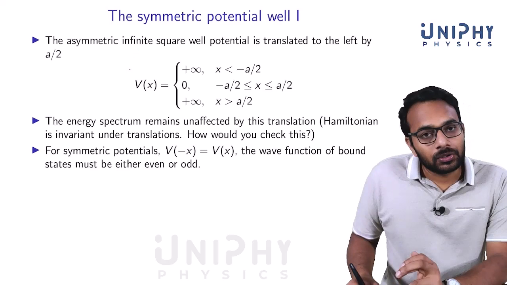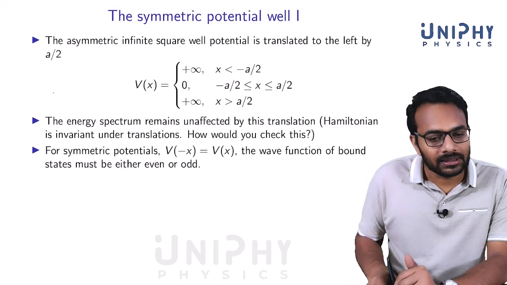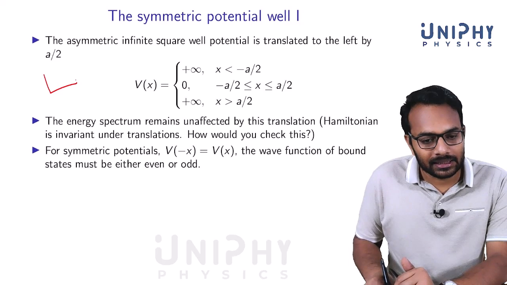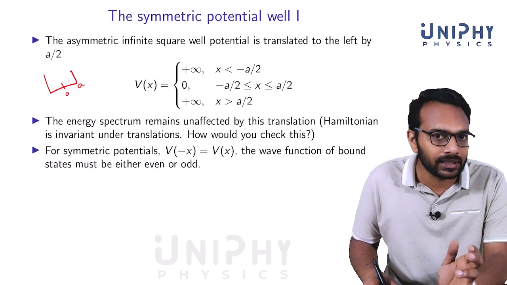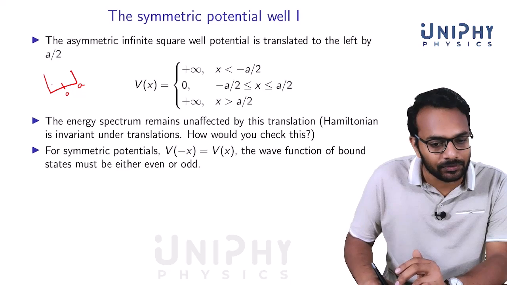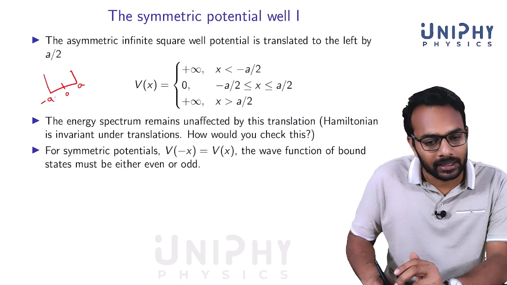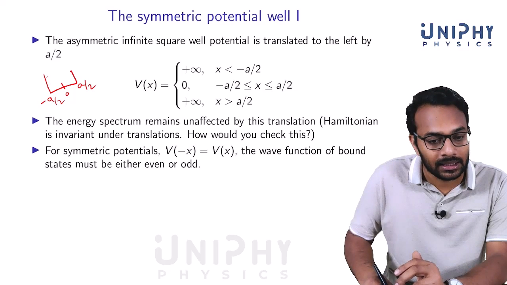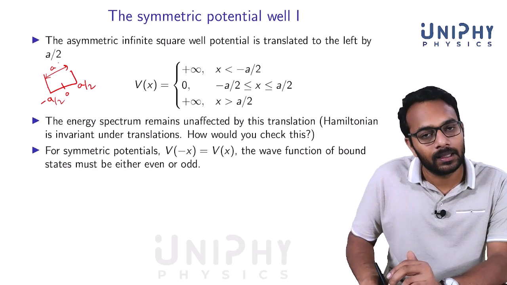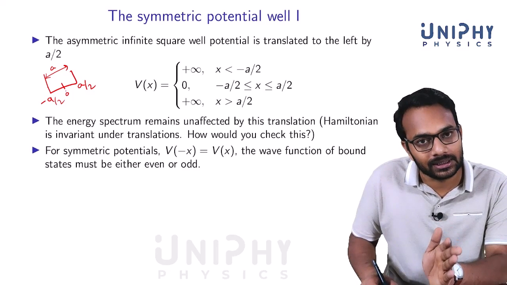Now we can also talk about the symmetric potential well, where instead of putting it at 0 and a, we put the 0 here. We are just using a different coordinate system which is translated slightly, and we will say that it has a width a by 2 to this side, so it's minus a by 2 to a by 2. Still the width is a, but we have made it symmetric about the origin of our coordinate system.